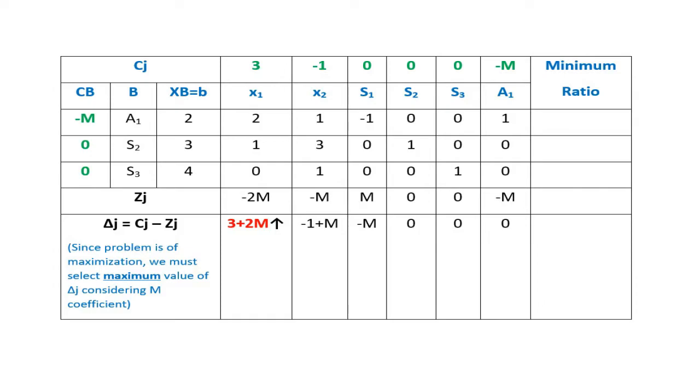Now here maximum value of delta J is what? 3 plus 2m. Why? Because here the problem is of maximization and we have to select the maximum value of delta J considering the coefficient of m. So here coefficient of m is what? First value, that is 2. In the second column coefficient of m is 1. In the third one coefficient of m is minus 1. So from this we have to select the maximum value of m, so 3 plus 2m is the maximum value. So we have to select the maximum value of delta J as 3 plus 2m.